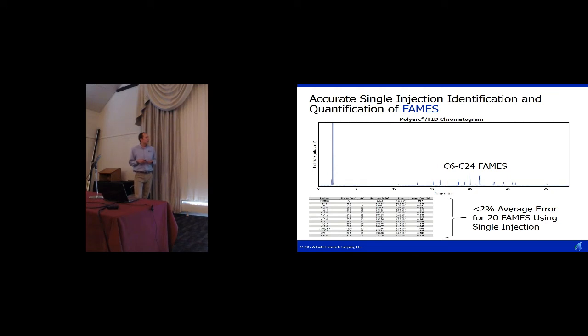So one final example I'll show here is FAMES. This is a mixture of fatty acid methyl esters where we did the same thing. We injected this in the GCMS and identified all the compounds from C6 to C24, and then quantified them again in the same injection. And we saw less than 2% average error over the entire range, which is a wide range in boiling points and molecular weights for these compounds.